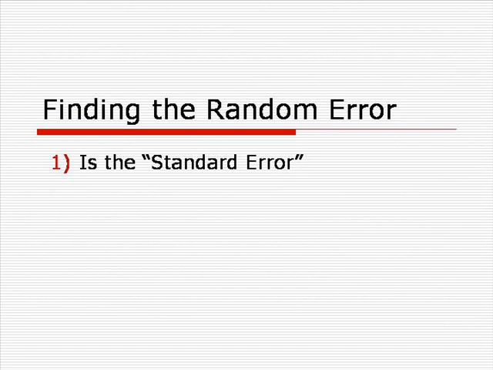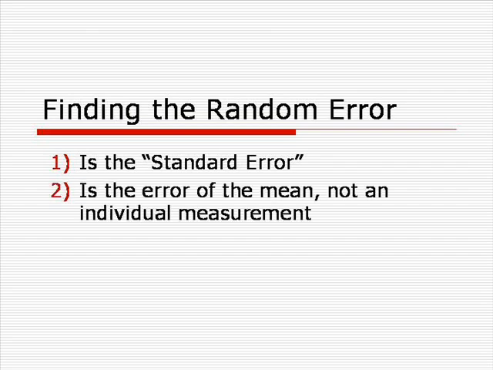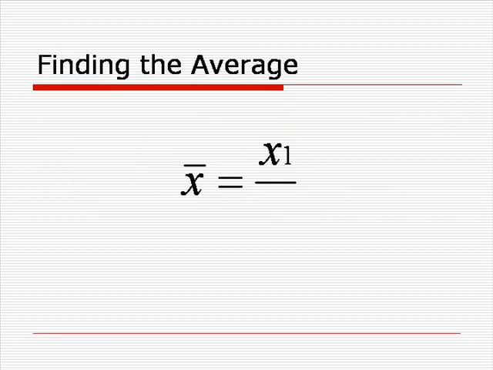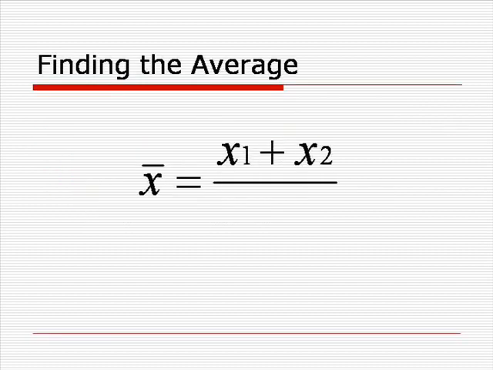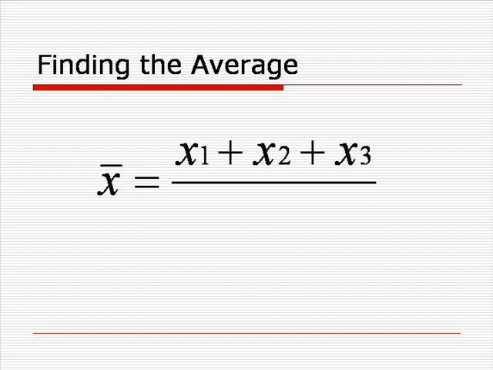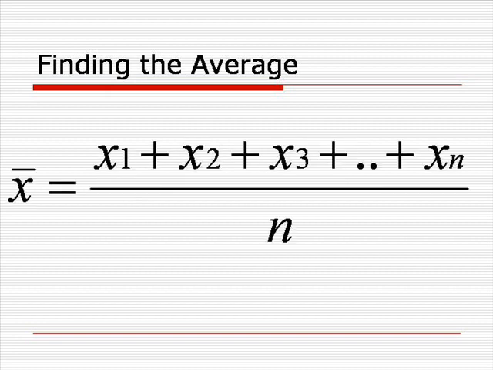The random error in a quantity can only be found if you measure it multiple times. The random error is given by the standard error and applies to the average of the measurements, not each individual measurement. To find the average, add the measured values, and then divide by the total number of measurements taken.